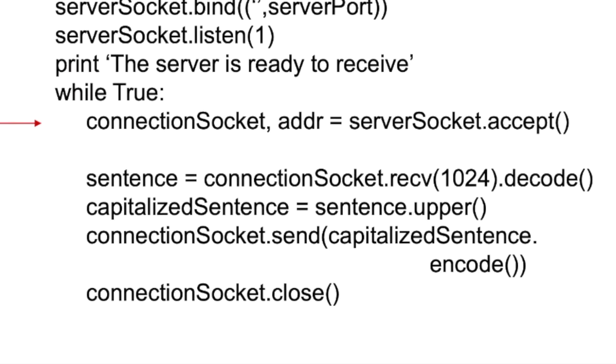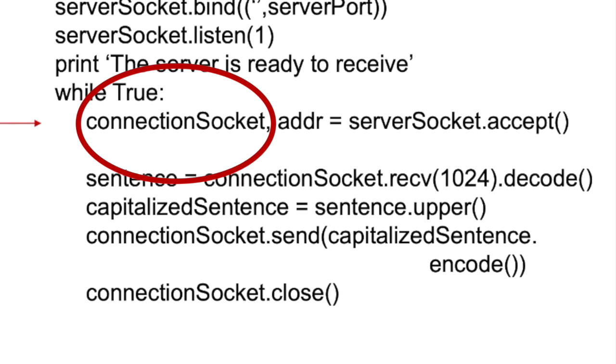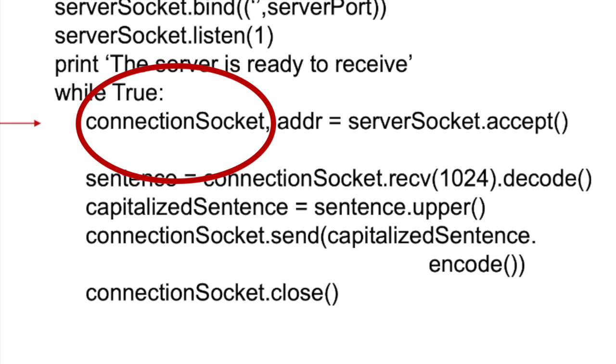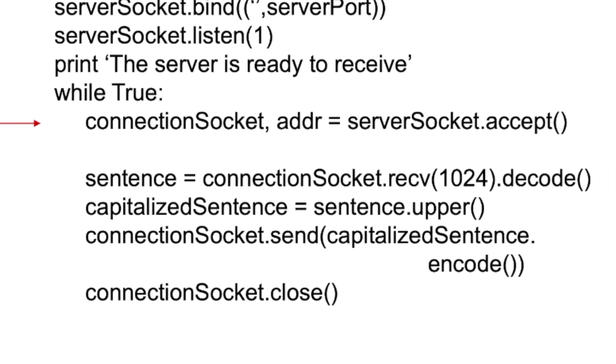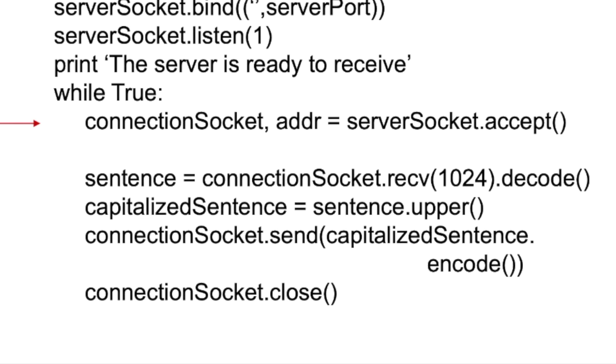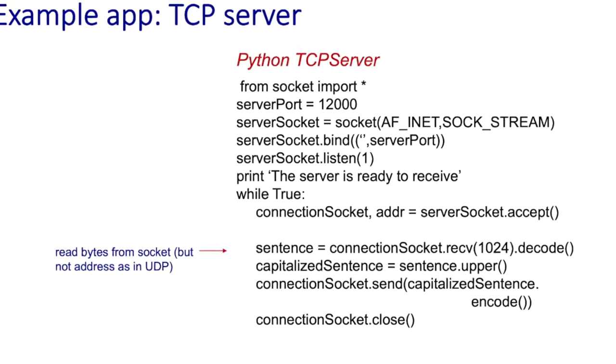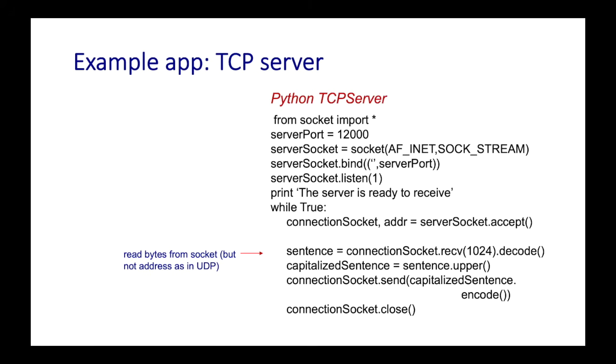And after return from the accept, a new socket's been created for us by the operating system, called connection socket here. This new socket's the one that we'll be using to communicate with the client. At this point, the server now has two sockets, a welcoming socket and a socket that's been created to communicate with this specific client.